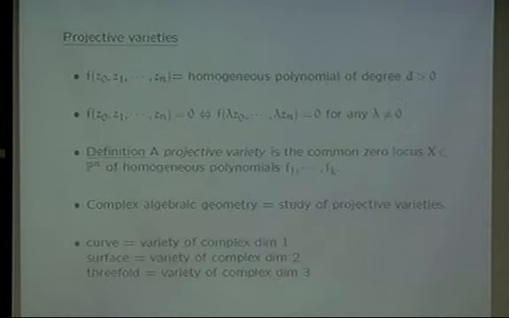Okay, and then what? What are things that we want to deal with? We want to deal with projective varieties, and what are they? Let f be a homogeneous polynomial of degree d, positive, and then we make a very simple observation. If you plug z0, z1, ..., zn into f and you get 0, then you also get 0 if you plug in λz0, λz1, ..., λzn for any non-zero λ.